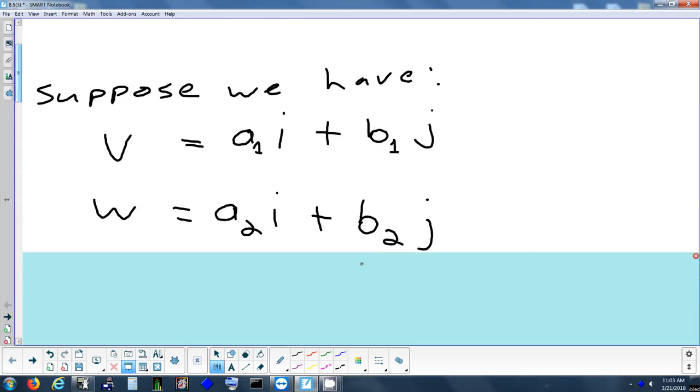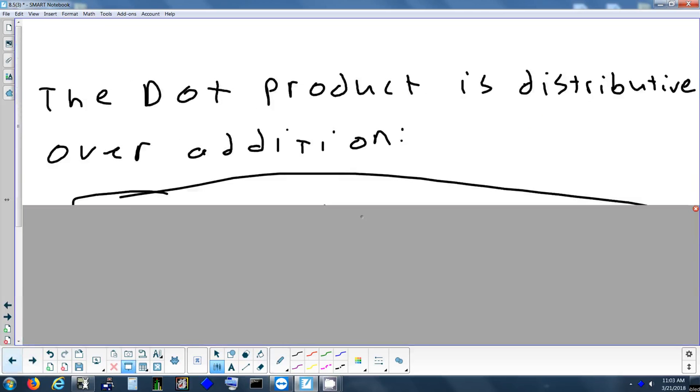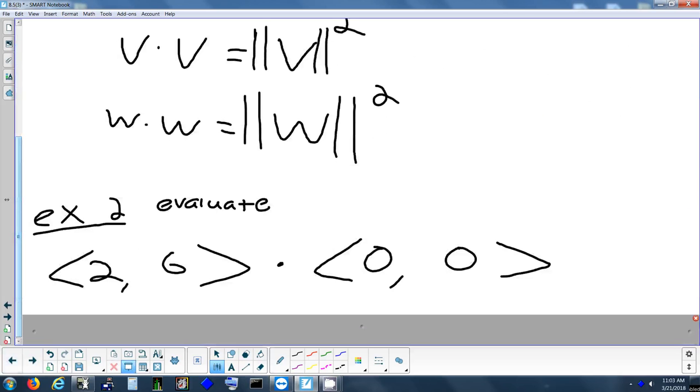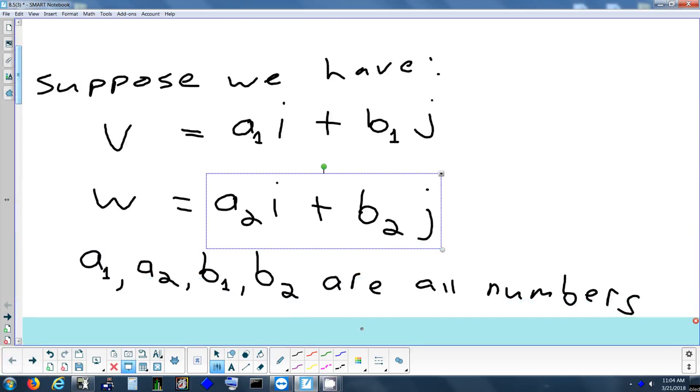All right, so suppose we had two vectors in column form, V and W. Each vector would have a horizontal component, and each vector would have a vertical component. All the A's and B's would be numbers. Like, I'll come right back to that, but something like that. You'll have actual numbers in the problem. So to find the dot product between those two vectors, I'm going to show you the formula. First of all, just again to say this, A1, A2, B1, and B2 are all numbers. Positives, negatives, fractions, or decimals, doesn't matter.